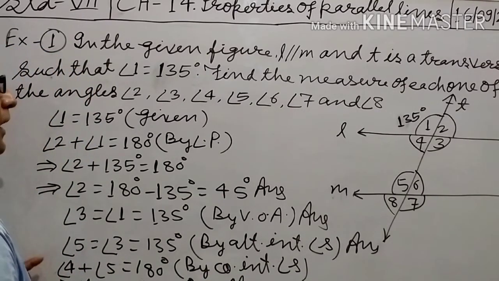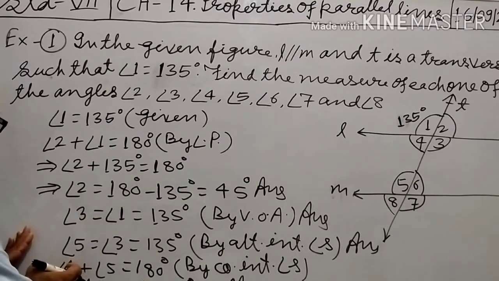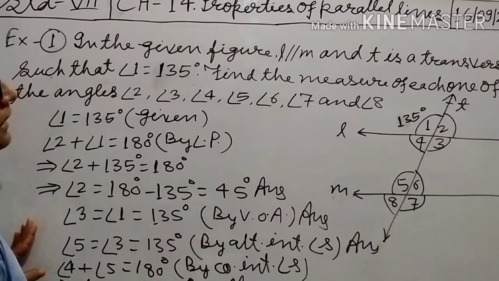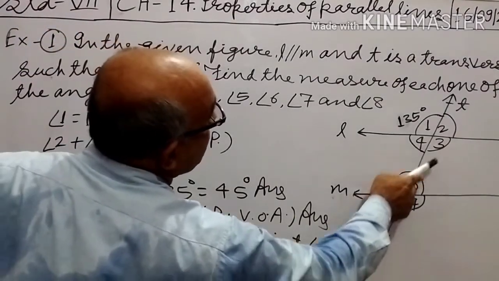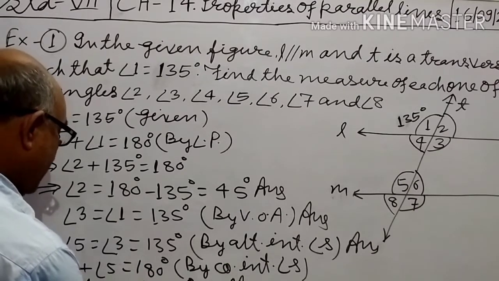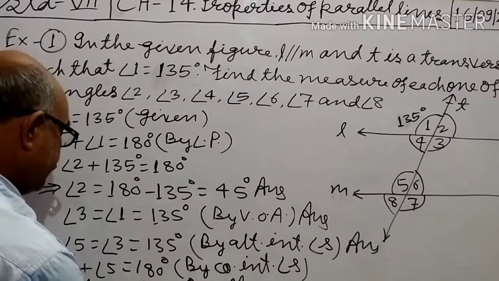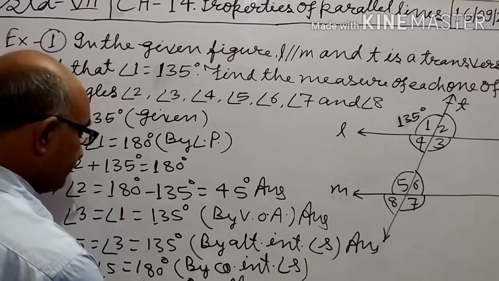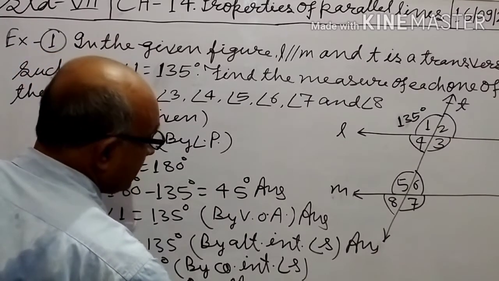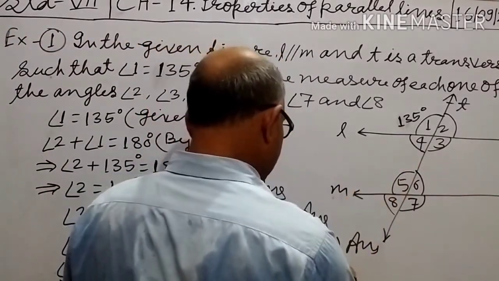Angles 1, 2, 3, 4, 5 are found. Now angle 6. Here, angle 6 equal to angle 2, angle 6 equal to angle 2 equal to 45 degrees, by co-interior angles.